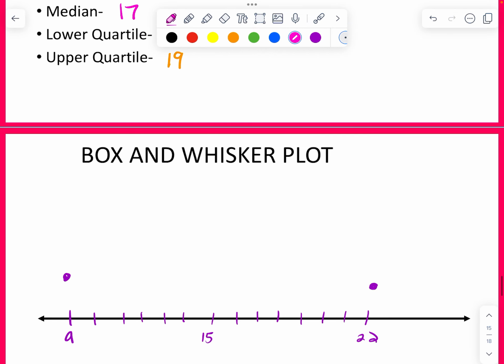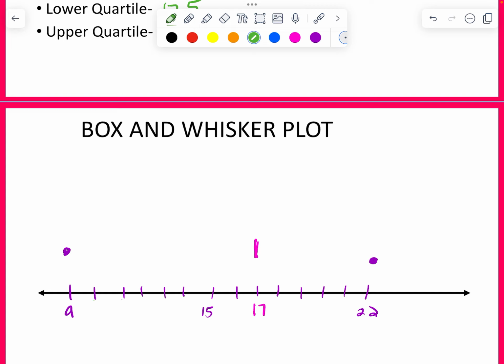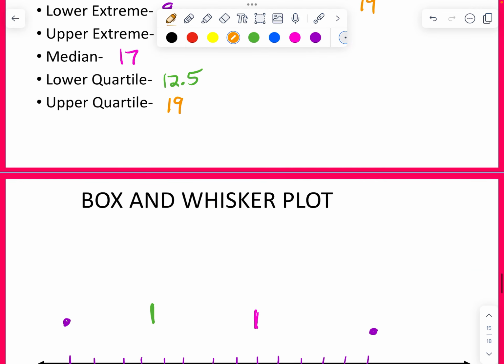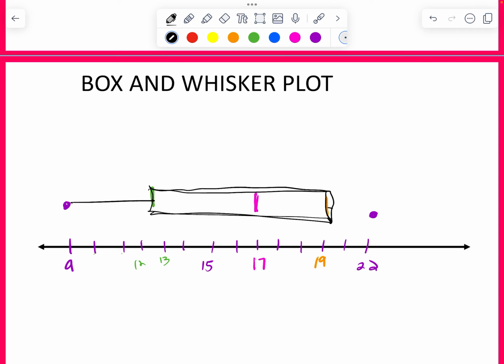17 is my median. 17. Lower quartile, 12 and a half. 10, 11, 12, 13. So 12 and a half is right there. Upper quartile, 19. 17, 18, 19 is going to be right here. I'm going to draw my box. Like that. Not pretty, but it accomplishes what it needs to accomplish. And we have ourselves a box and whisker plot. That easy. I mean, not easy, but yeah.